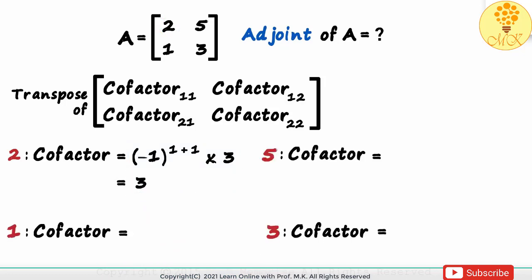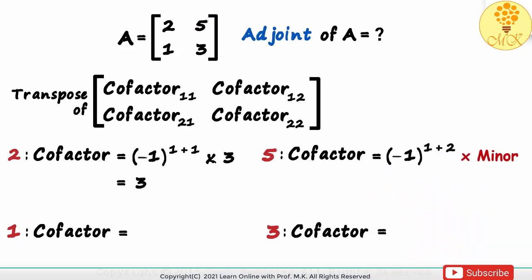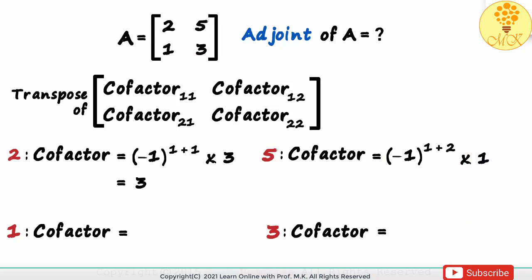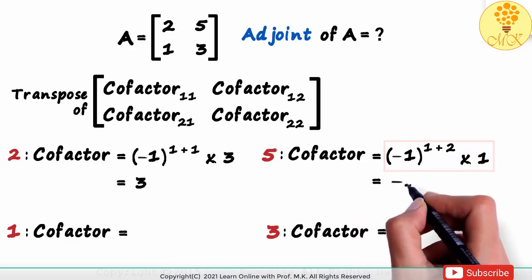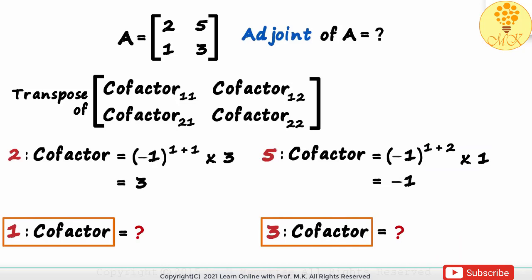Next we find the cofactors of 5, 1 and 3. The element 5 lies in the 1/2th position. So we multiply -1 raised to 1 plus 2 with its minor. To find the minor of 5, we exclude row 1 and column 2 and find the determinant of what remains. The determinant of 1 is 1. 1 is the minor of 5. So we multiply this with -1 to get the cofactor. -1 times 1 will give us -1. -1 is the cofactor of 5. Now pause the video and try to find the cofactors of 1 and 3.